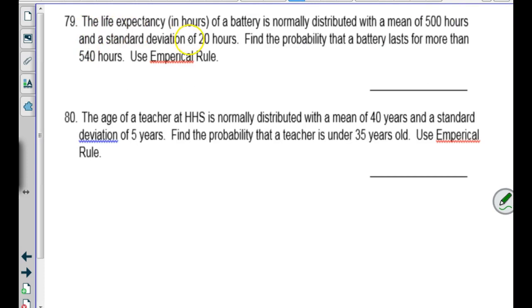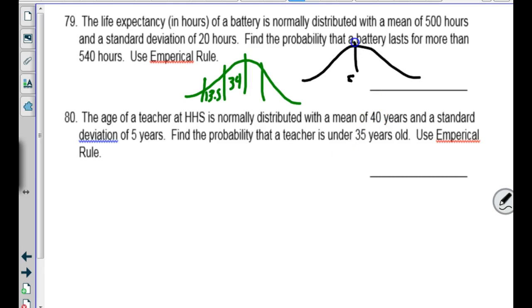All right, life expectancy. You will have an empirical rule on your reference sheet that will show this is 34 on each side, this is 13.5 on each side, and this is 2.5 on each side. Does anybody have one? We'll see if we need it. The life expectancy in hours of a battery is normally distributed with a mean of 500 hours. So for this question, you have 500 and a standard deviation of 20. So we have 520 here. The next one would be 540. Find the probability that it lasts for more than 540 hours.